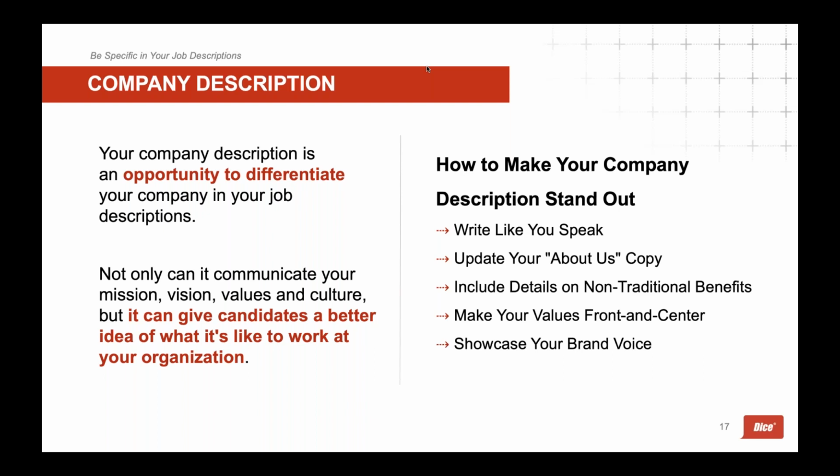And finally, showcase your brand voice. Too many job descriptions are overly industrial, so if you have a brand voice that you use for other mediums, we encourage you to use it in your job descriptions too, because this is often a candidate's first impression of your brand and a place where you can make it count.